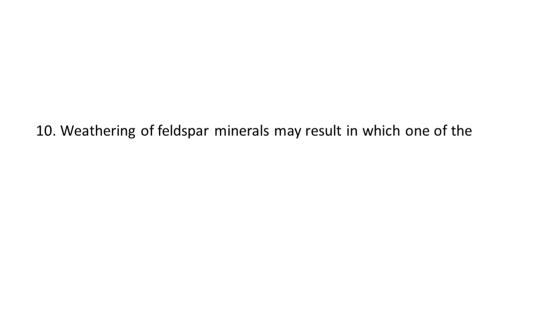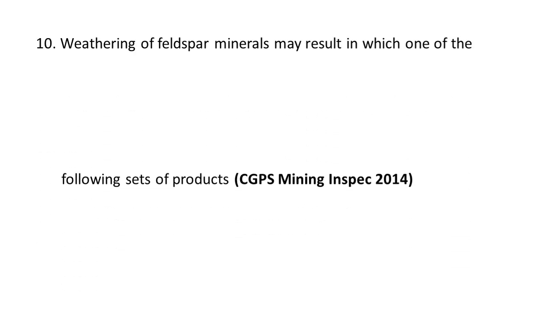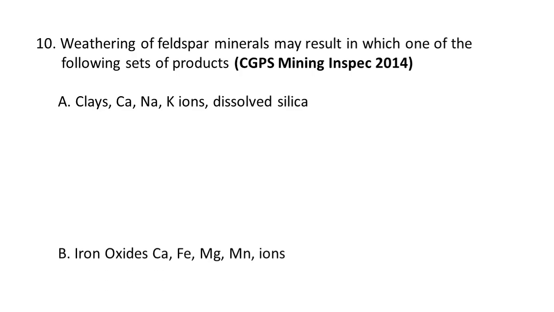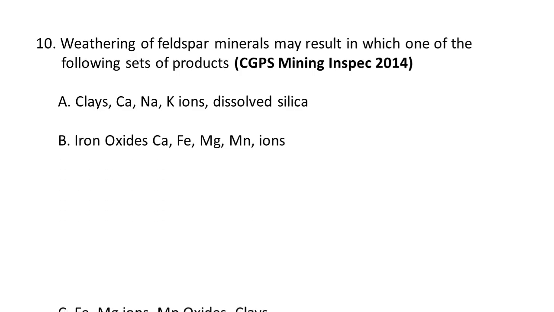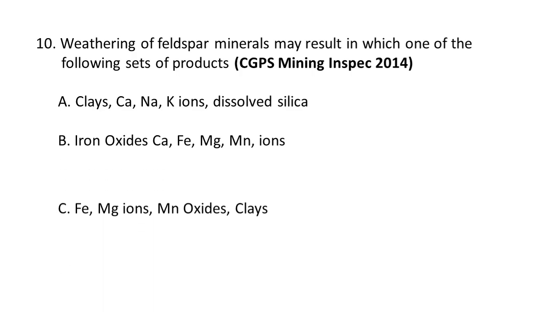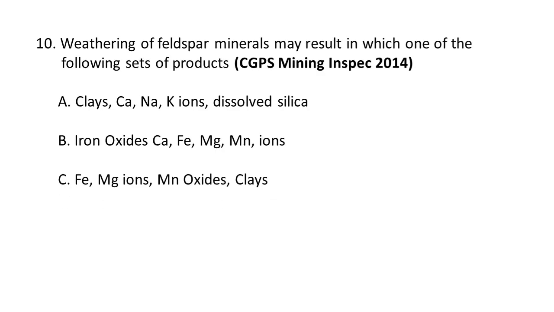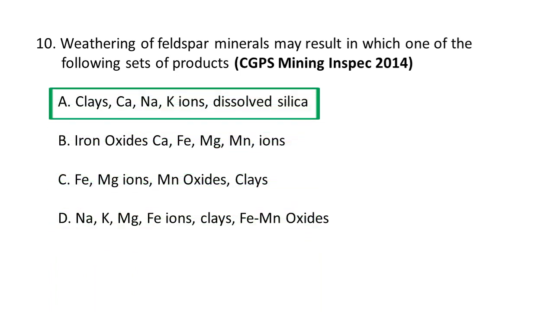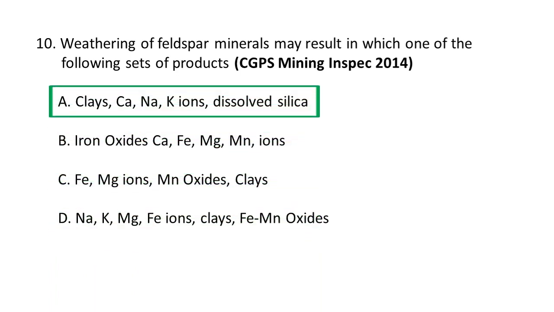Next question. Weathering of feldspar minerals may result in which one of the following sets of products? A. Clays, calcium, sodium, potassium ions and dissolved silica. B. Iron oxides, calcium, iron, magnesium, manganese ions. C. Iron, magnesium ions, manganese oxides and clays. And D. Sodium, potassium, magnesium, iron ions, clays, iron, manganese oxides. The correct option is A. Clays, calcium, sodium, potassium ions and dissolved silica.